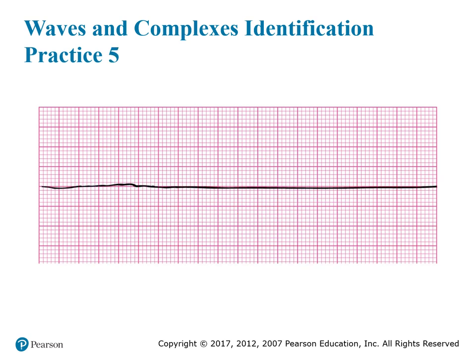This one we call a flat line or asystole, where there's no electrical activity whatsoever. It's no waveform, no electrical activity. Your heart has completely stopped. All electrical output has ceased. It's a flat line.